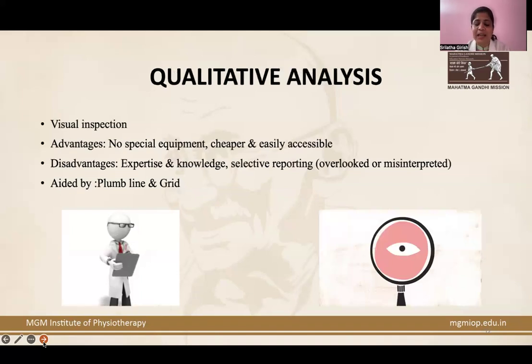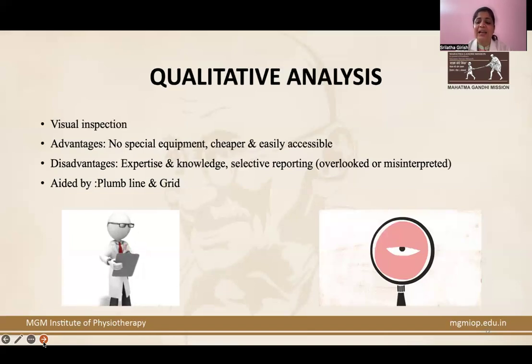Okay, qualitative posture analysis, as the name suggests, involves describing the posture, or describing the quality or nature of the posture, through words. Usually it is done by visual inspection. That means direct observation of the patient through the naked eye. Basically, we are trying to describe the posture through the naked eye to see if there is any deviation from the normal alignment of the body and its segments.